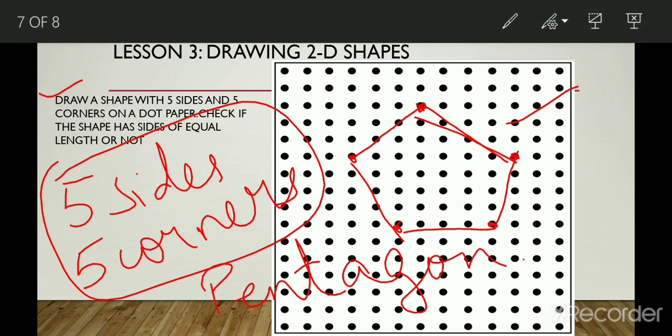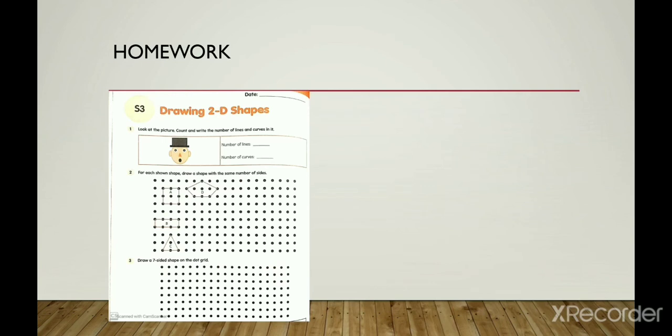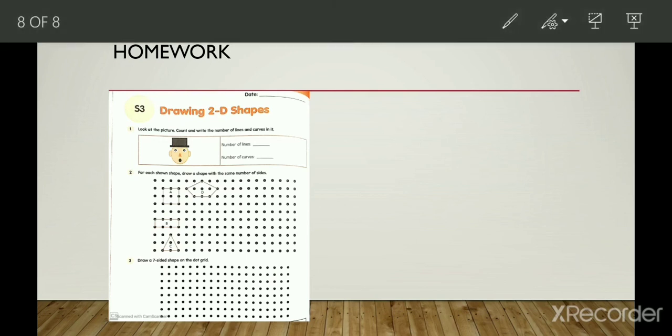Now, this was quite easy, and I hope you can draw any 2D shape using this dot paper. So if it is so, then S3 is your homework for the day. This is very easy. You just need to check the number of dots, then join the dots and form the shapes. So just try it yourself, and in case you find any doubt, we'll see you in the next session. Bye bye.